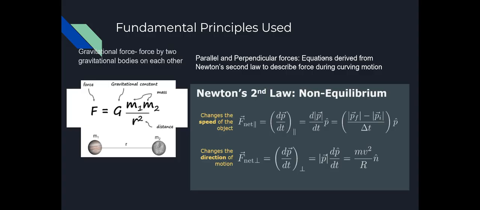And then there's parallel and perpendicular forces, which were equations that are derived from Newton's second law, and they describe the force of an object during curving motion. So as an object curves, it is basically moving in a radius of a kissing circle, and the perpendicular force points in the direction in the center of the kissing circle, and it is basically the force that is changing the direction of the object, allowing it to actually curve. And then the parallel force is changing the speed, so it acts along the curve in the direction of motion.